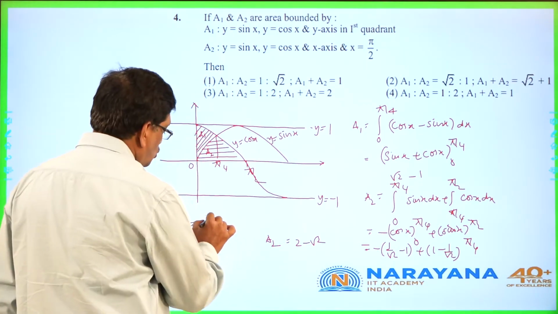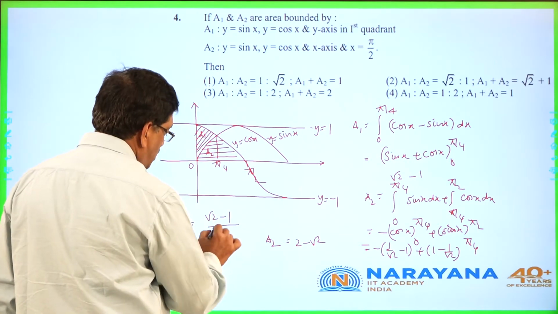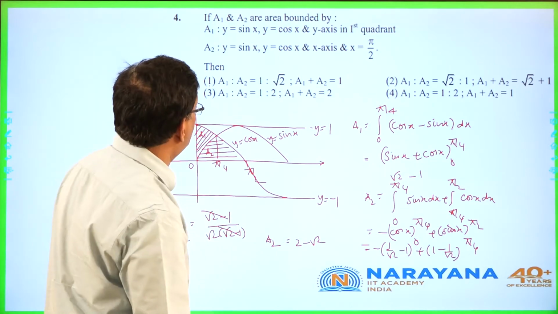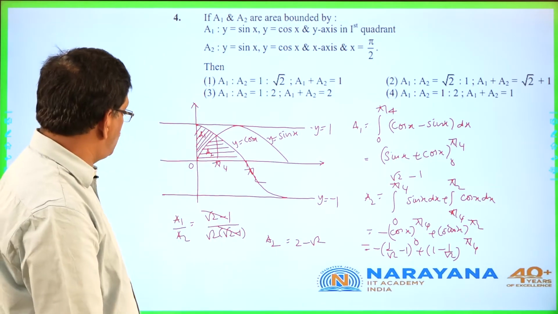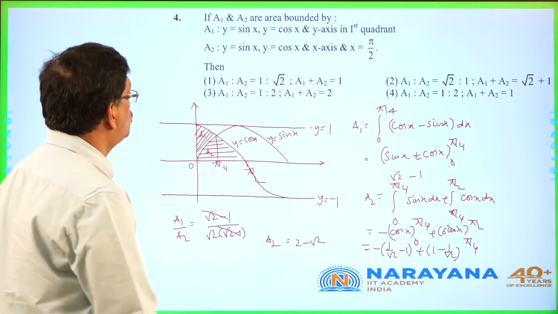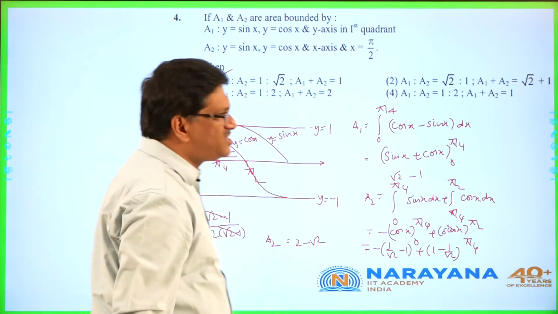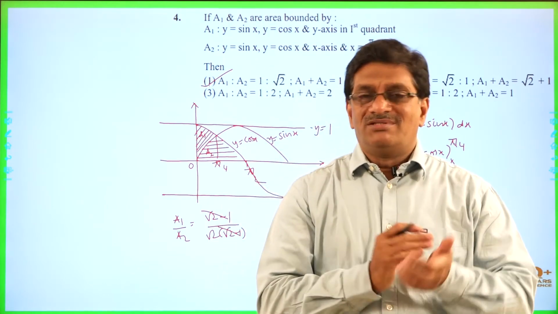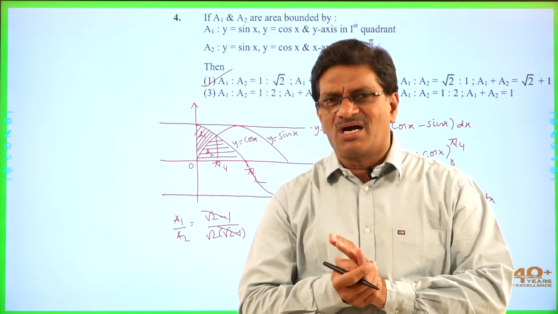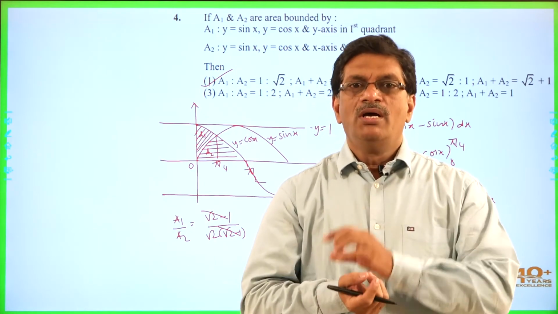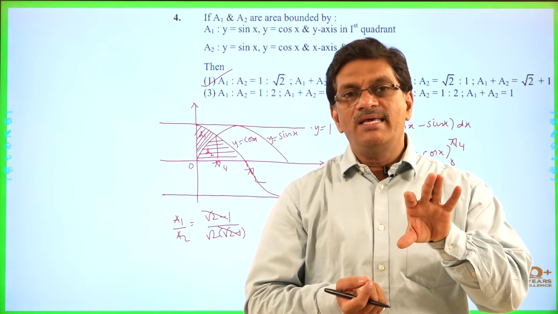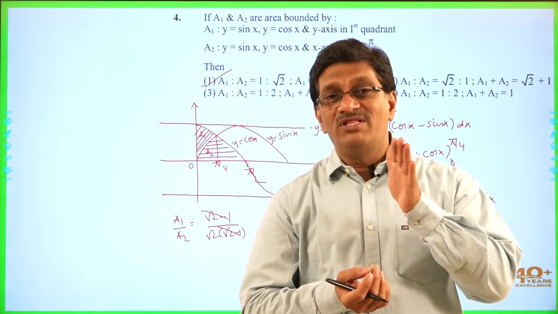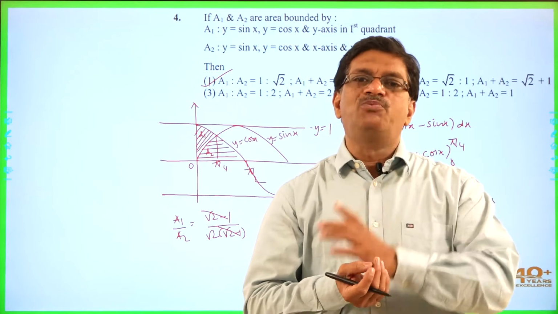A1 is root 2 minus 1. If you take root 2 common, it is root 2 minus 1 in the denominator, so 1 is to root 2. A1 is this one. In B, root 2 will be cancelled. Clearly you can observe the first option is correct. So the problem is simple. Sin x graph, cos x graph between 0 to pi by 2. A1 is the area lying between these two with the y-axis. A2 is the area lying between these two with the x-axis and up to pi by 2 only.